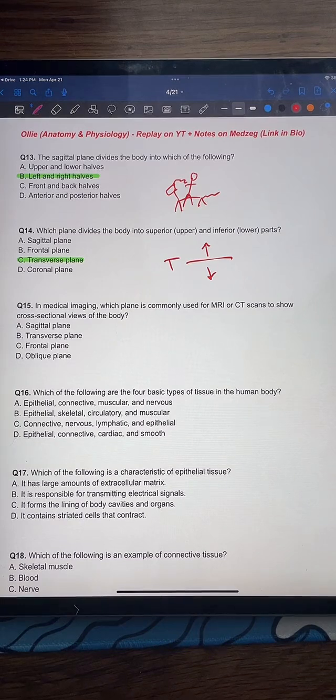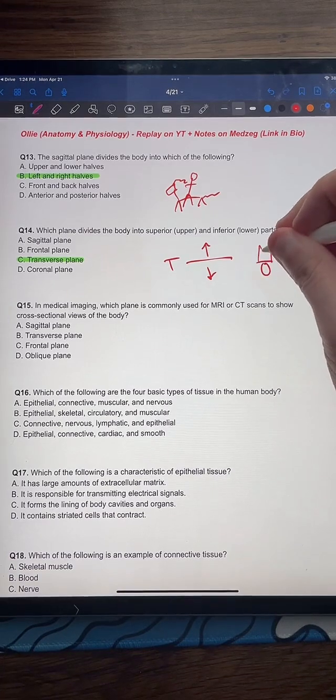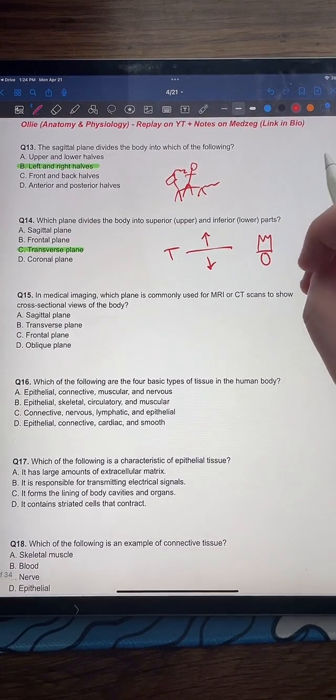Frontal and coronal are the same thing. I always think front and back, obviously frontal. But the coronal, if they use that instead of frontal, the way I think about it is it kind of sounds like crown. If you crown somebody, you are facing them when you put the crown on them, so you're facing their front.